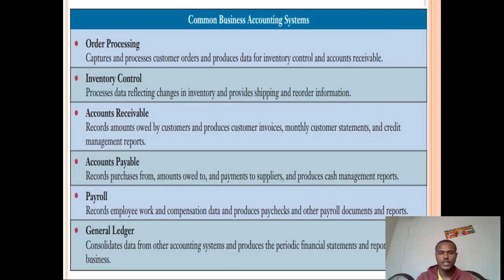Here is the list of common business accounting systems. The first one is order processing, then inventory control, accounts receivable, accounts payable, payroll, and the general ledger. These are common business accounting systems.